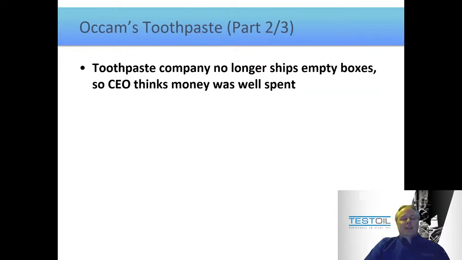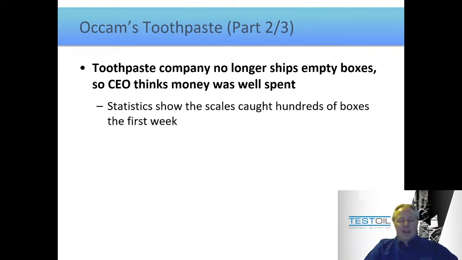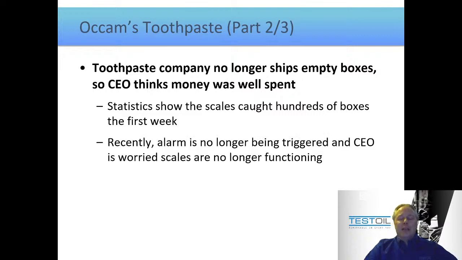So this seems to solve the issue. The toothpaste company is no longer shipping empty boxes. Everybody's happy. Well, once they start looking at their metrics, their KPIs, they realize that yes, they're catching hundreds of empty boxes and things are looking better. But after a few weeks, there's no more alarms. So the CEO is concerned that somebody has circumvented his great system and is not allowing it to work the way it should, which is why they're not counting any more empty boxes.